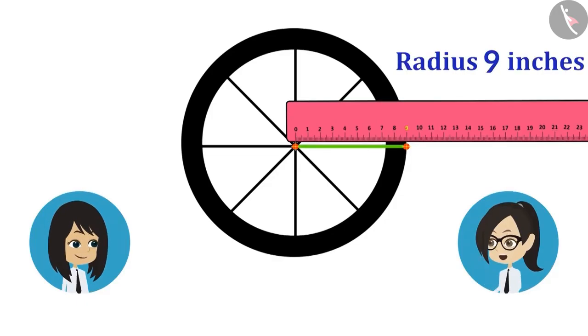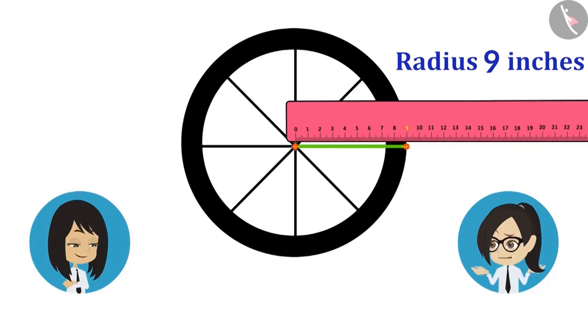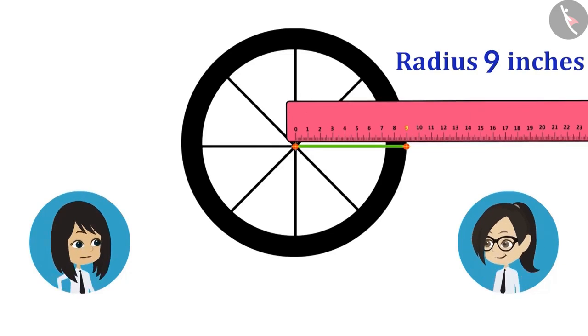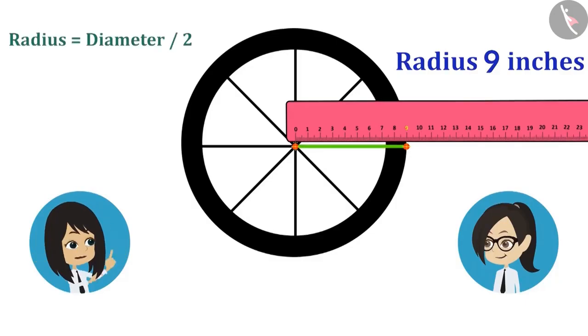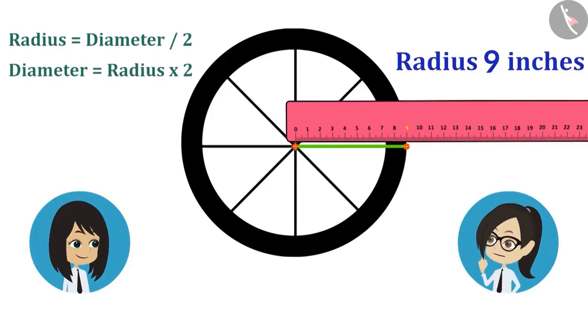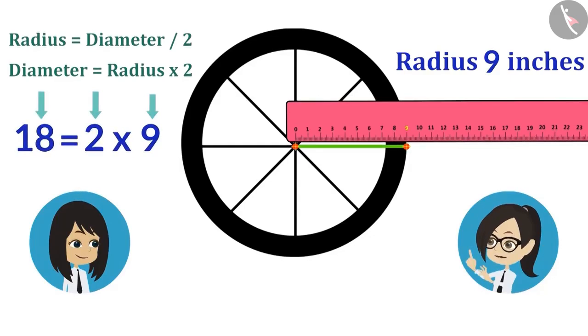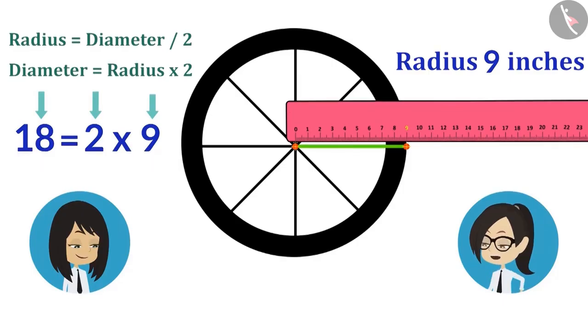Let's now measure its diameter as well. Hey, why do we need to measure it? We can find it only by measuring the radius. How? Look, the radius is also called the half of the diameter. This means that the diameter will be twice the radius. Got it? Oh, that means if we multiply the radius by 2, then the measure of diameter will be known. Yes. Radius is 9 inches and multiplied by 2, it will be 18 inches. This means that the diameter of the wheel of our bicycle is 18 inches.